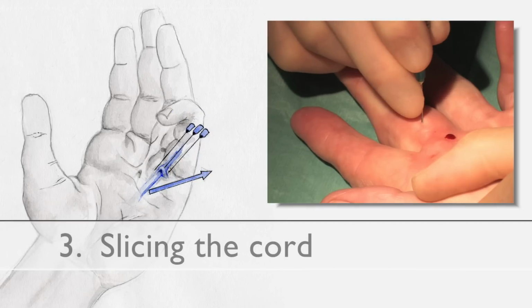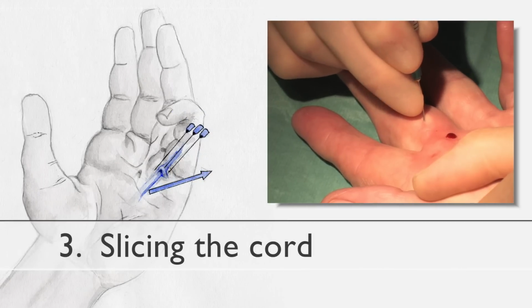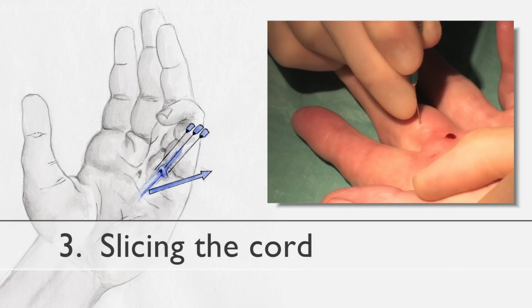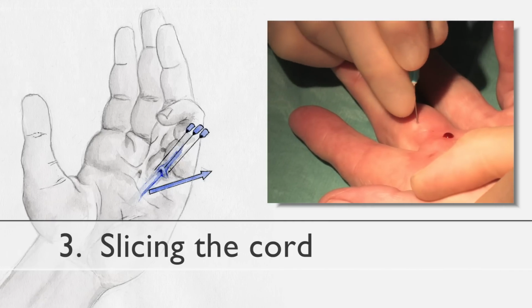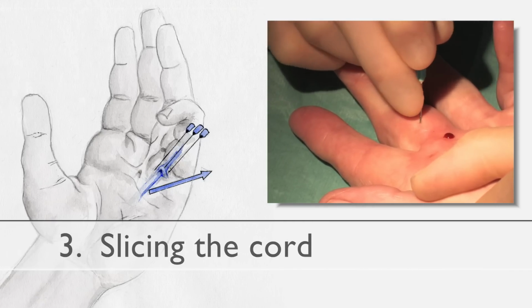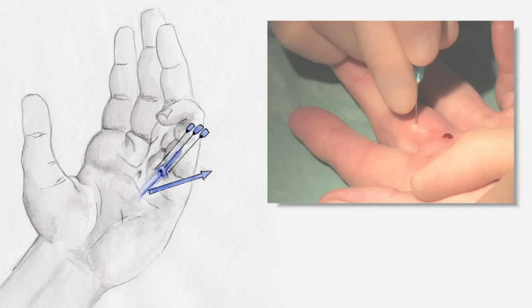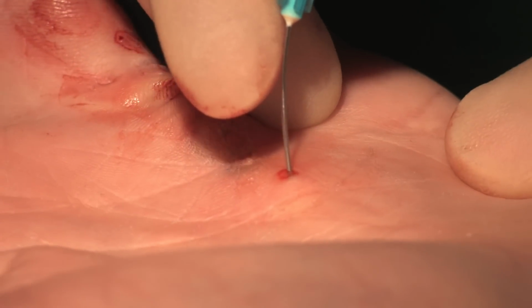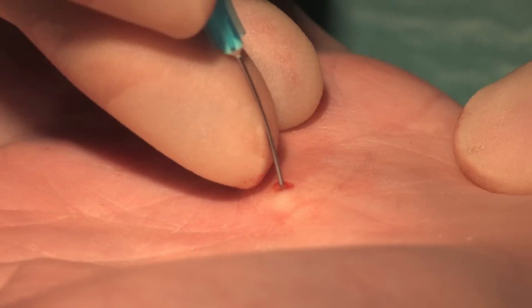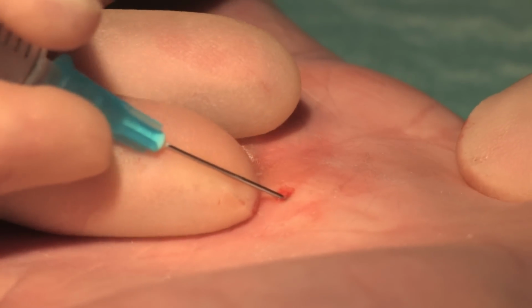Slicing the cord. With the needle placed against the side of the cord, it is withdrawn whilst applying pressure across the cord, but not so much as to produce a bend of the shaft of the needle, so dividing the fibres of the cord. Whilst applying these manoeuvres, the surgeon can appreciate a crunching of the cord as it is divided. This is both audible and palpable.